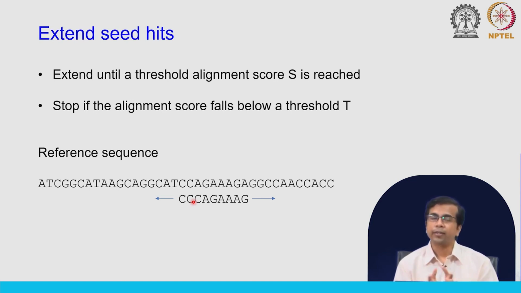After we have crossed the S, we stop if we see that the alignment score is falling below a threshold T. We can define this S and T depending on our requirements. So, this is the whole thing. The idea is we break down the query sequence: instead of matching the full query sequence into the reference, we take a part of the query sequence and map it against the reference. This speeds up the matching or mismatching process.